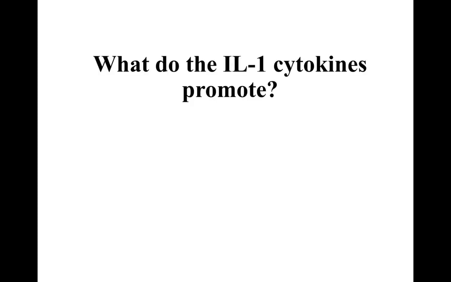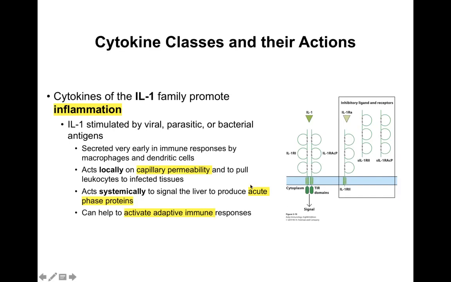What do the IL-1 cytokines promote? In general, they promote inflammation. They can also act locally to help other white blood cells coming into the area, and so they can have effects on the permeability of the capillaries. They can also go to the liver and promote acute phase proteins to be produced, and they can help activate adaptive immune responses.